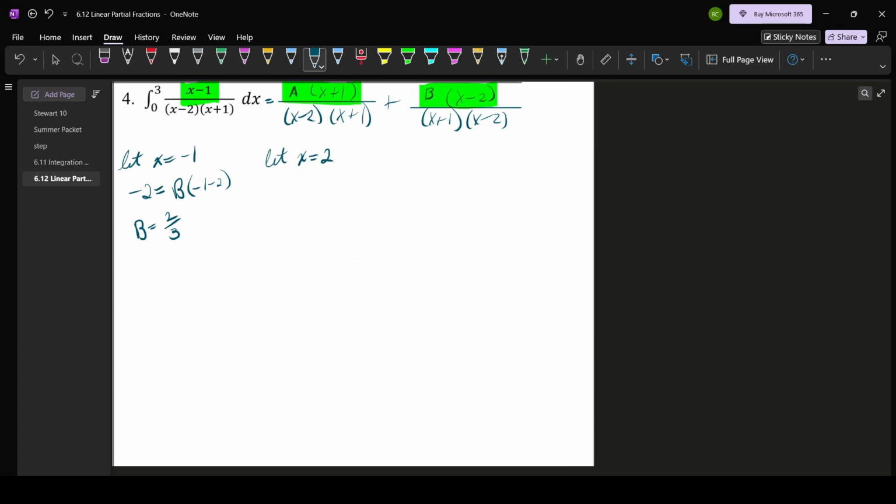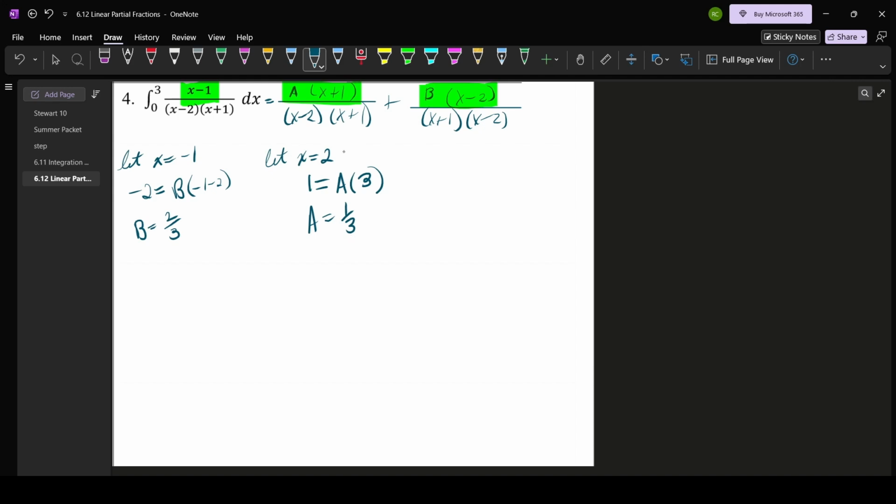So plugging in here, 2 minus 1 is 1. Again, I'm choosing the left side of this equation from here. 2 minus 1 is 1 equals a times x plus 1, so 2 plus 1 is 3, plus b times 2 minus 2 is 0, so that cancels out. We don't need that. So we can see that a is 1/3.